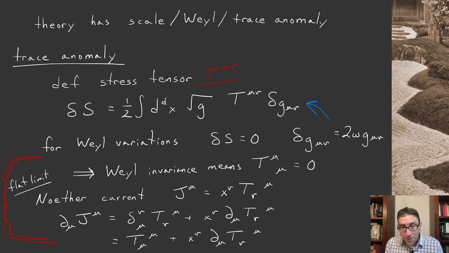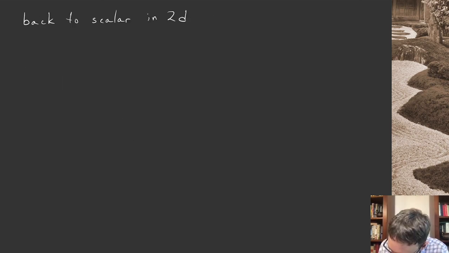Okay, so this is all aside. This is what this trace anomaly is and how it connects into the scaling symmetry and Weyl invariance that we talked about on the previous page. Let's get back to our scalar in 2D to keep things nice and simple.